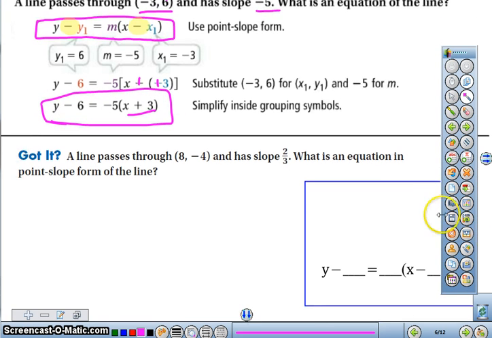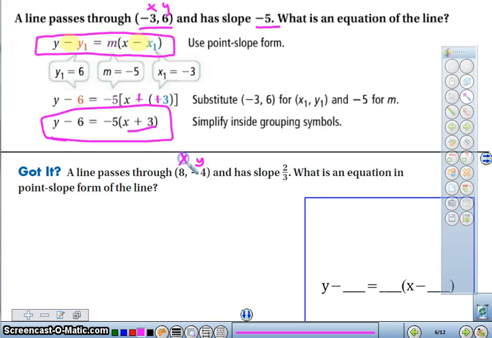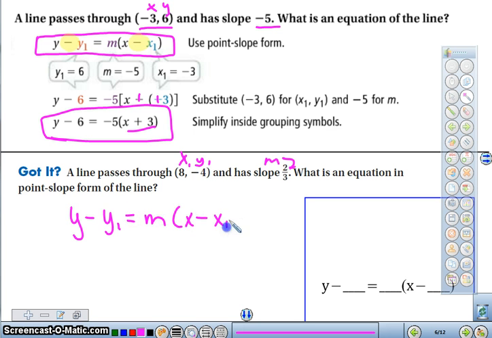I would like you to look at this example up here and see if you can get it. Here's our x, y point, x1, y1, and our slope m is 2/3. What is our equation? First step, start with y minus y1 equals m times x minus x1.